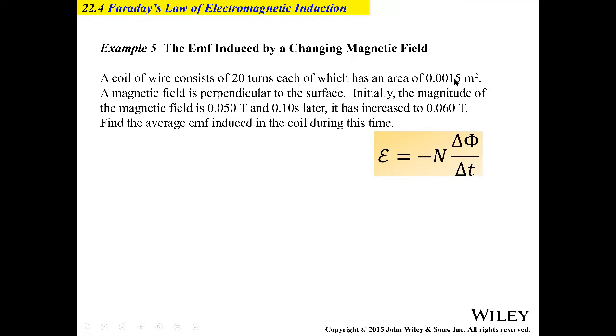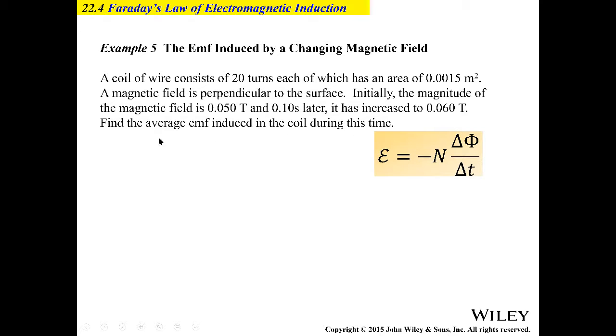So you have an area of 15 centimeters squared. A magnetic field is perpendicular to the surface. That makes it easier for you. Initially, the magnitude of the magnetic field is 0.05 Tesla, and 0.1 second later, it is increased to 0.06 Tesla. So the magnetic field is changing. Therefore, the magnetic flux is changing. And now they want to know, what is the average EMF induced in this coil during this time?